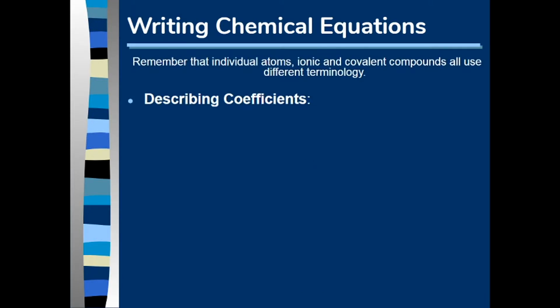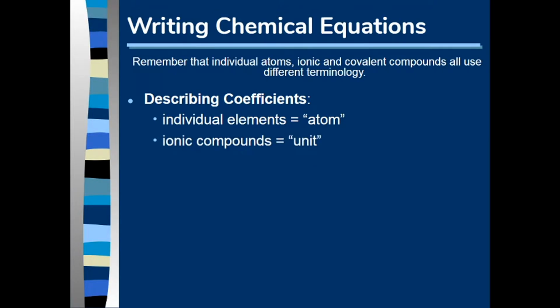These coefficients and how many of each substance, we will use different vocabulary. Again, for elements, we're going to use atom. For ionic compounds, we're going to use unit. And for covalent compounds, we're going to use molecules. Now, for your 7 diatomic elements, because they are in fact molecules, we're going to use the word molecules. I know they are a pure molecule composed of 2 atoms of the same element, but still we'll use that word molecule because they are 2 atoms bonded together.